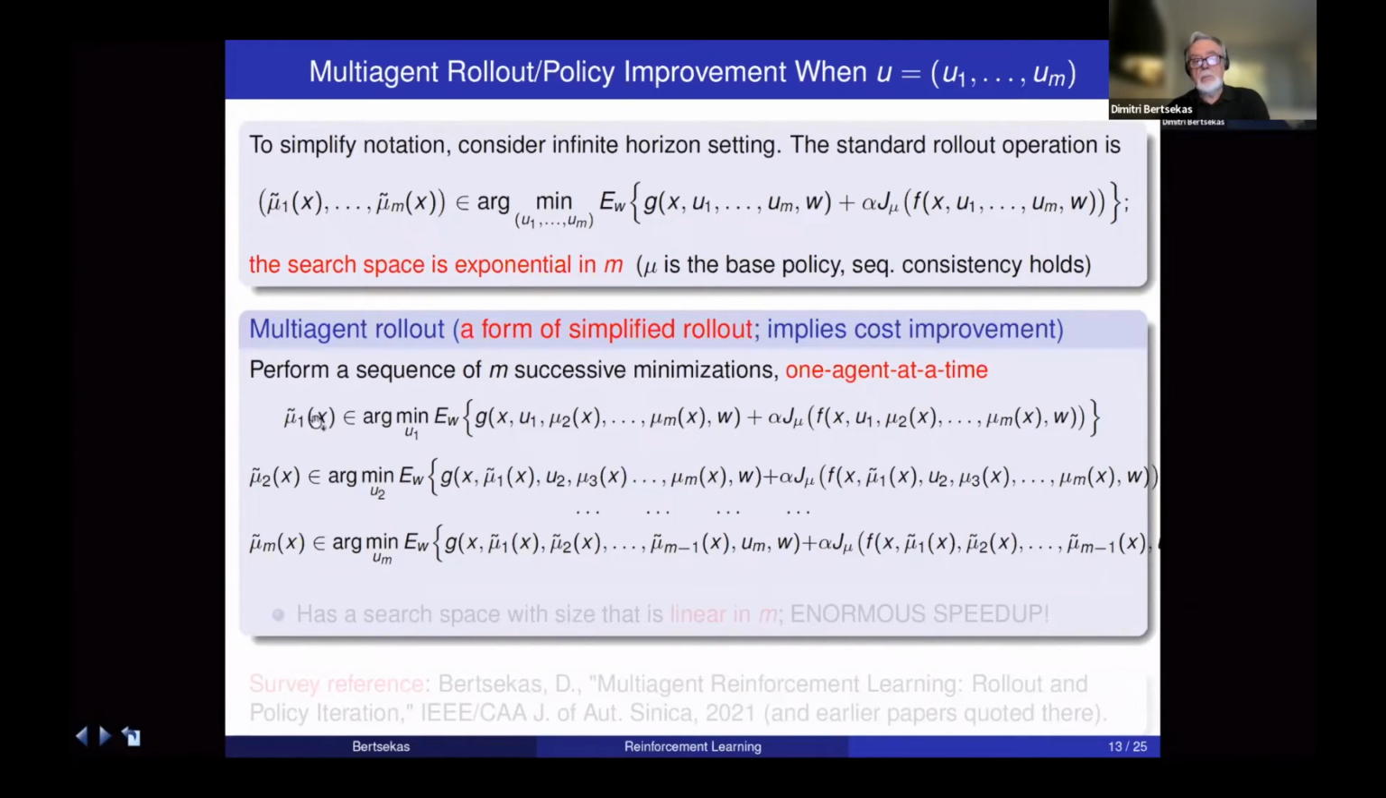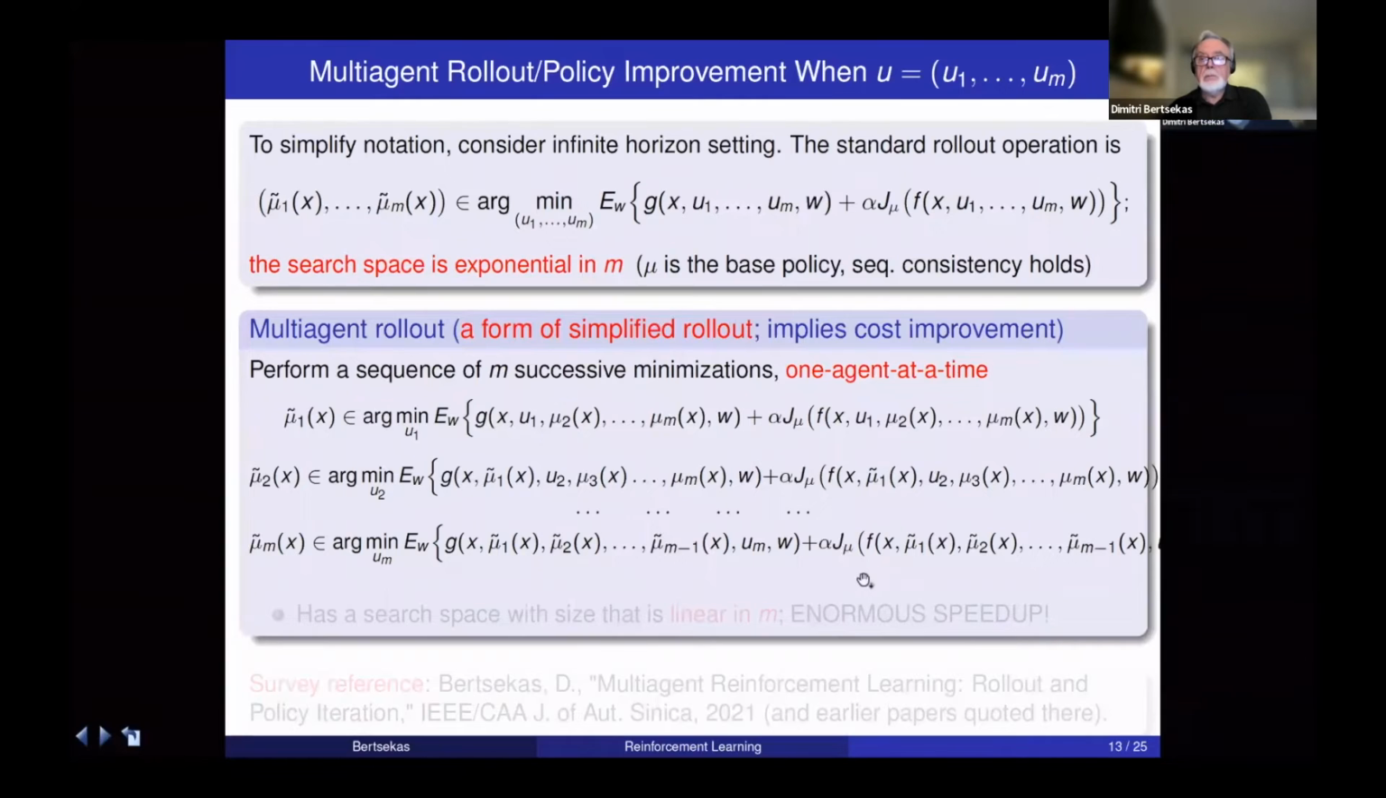And then we go to the second agent. We communicate to that second agent the rollout control that agent 1 has chosen, and we do a minimization over the control of the second agent only, with the previous agent's control chosen already by rollout and the future agent controls chosen by the base policy. So that gives you the rollout control of the second agent. Then we go to the third agent, the fourth agent, and so on, up to the very last agent, where we have already computed the rollout controls of agents 1 up to M-1, and we minimize over the control of the last agent. So starting from X, we have computed the rollout control by means of this one agent at a time minimization process.